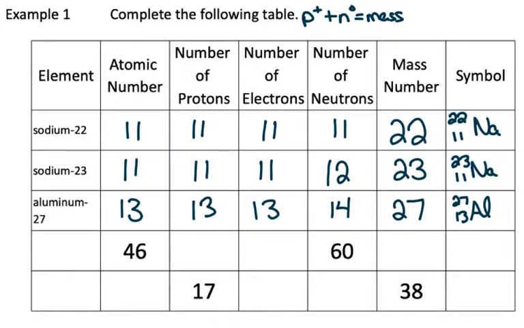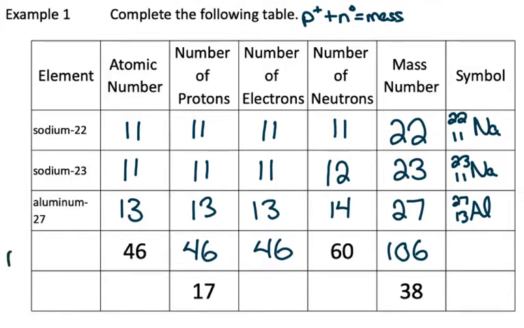In these next two, I haven't given you the element name, I've only given you pieces of information. We know in this next element we have an atomic number of 46, which tells us that we have 46 protons and 46 electrons. The mass is always the protons plus the neutrons, so 46 plus 60 is 106. To find the element name, we find the element that has an atomic number of 46, and that is palladium.